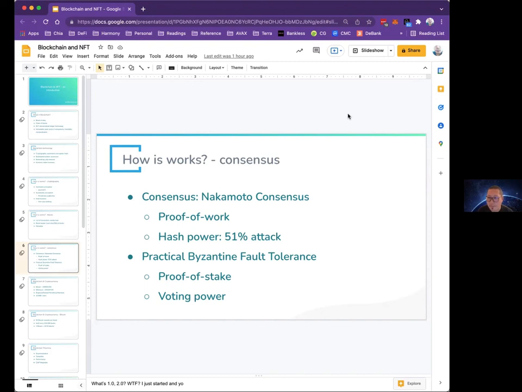This basically is the fundamental infrastructure to power all the applications on the blockchain network. So NFT is just one kind of application.